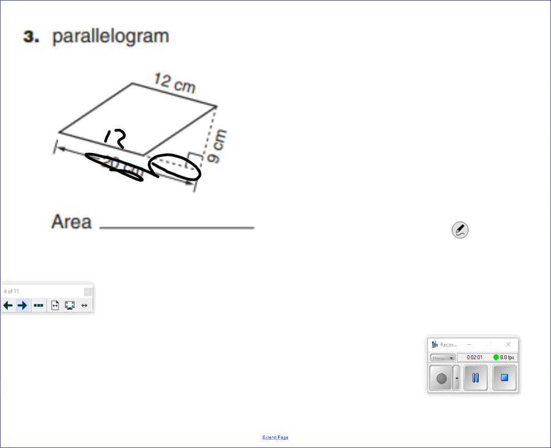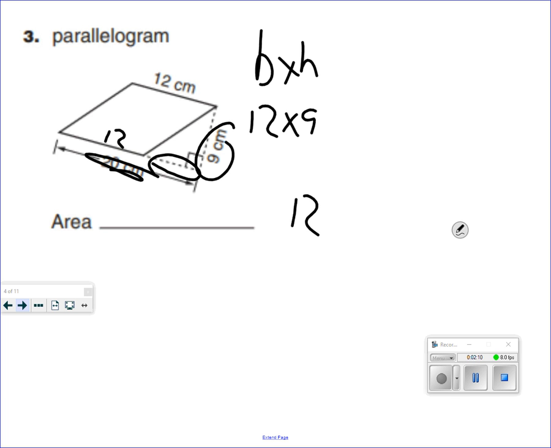Okay, so how do I find the area of this parallelogram? It's base times the height. Well, my base is 12. My height is 9. Well, what's 12 times 9? 2 times 9 is 18. 9 times 1 is 9, plus 1 is 108. So we have 108. Let's just check it on my calculator just to make sure I did that correctly. 12 times, yep, it's 108. So I have 108 centimeters squared.